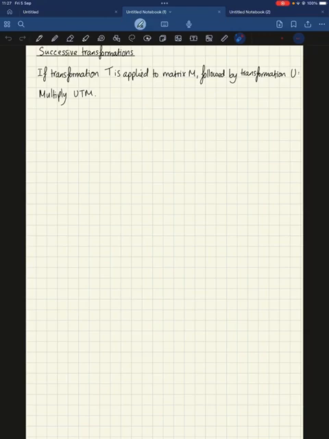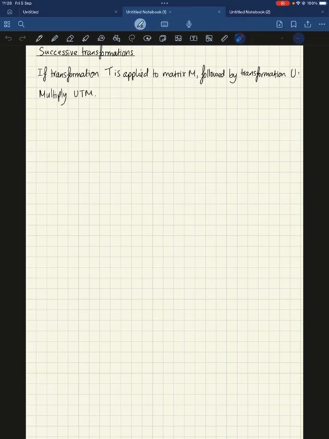Okay, so now successive transformations. This is like the parts we've missed out in questions where it says you've got a matrix transformation followed by another transformation. So basically, if transformation T is applied to a matrix M and it's followed by another transformation U, you'd think, oh, so T is first, then U, and that's the order that it's applied in. But actually you do it in reverse order, so the second transformation goes first.